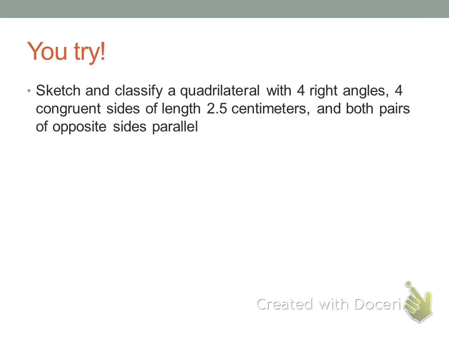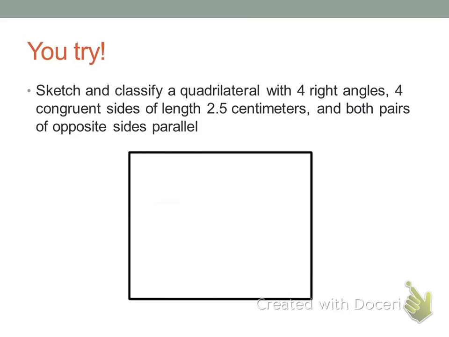Sketch and classify a quadrilateral with 4 right angles, 4 congruent sides of length 2.5 centimeters, and both pairs of opposite sides parallel. So make sure you include all of those. So what do you do when they're congruent? How do you show that? How do you show a right angle? How do you show parallel sides? And then tell me what type of figure you drew.